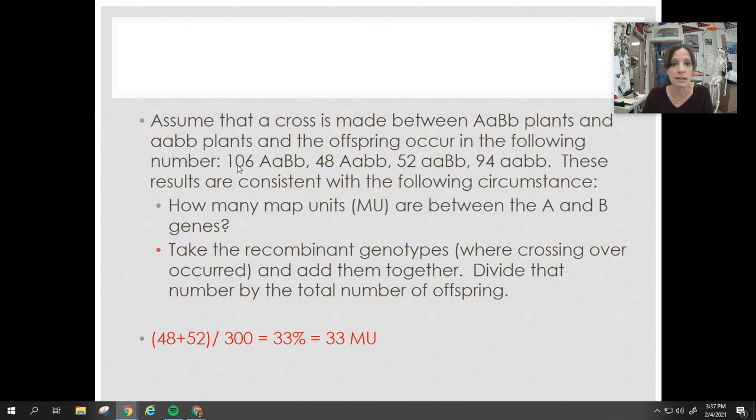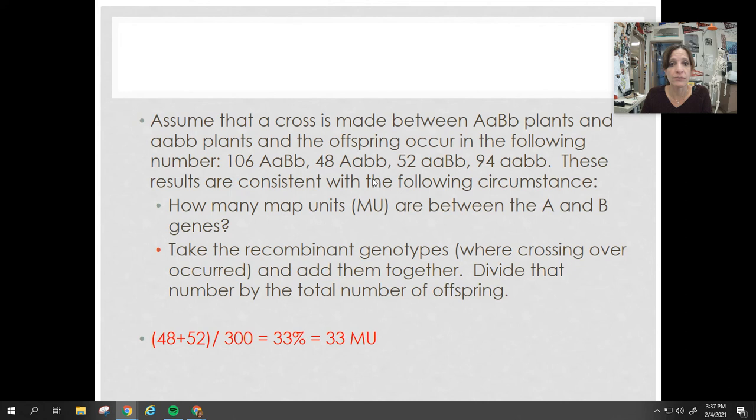Okay, so when you see a problem like this, you want to think about what the parental genotypes are. So what are the genotypes that are just like the parents, and then what are the recombinant genotypes? Recombinant genotypes means that there was crossing over, so they're different than the parents. You have a heterozygous for both traits here, and then you have homozygous for both traits. So this one is a parental genotype, and this one is a parental genotype. And notice that the parental genotypes are always going to be bigger than the recombinant ones.